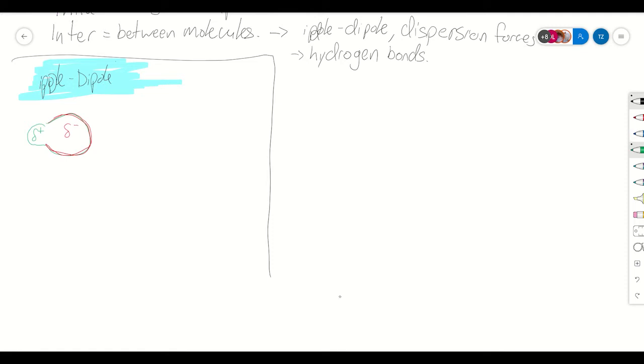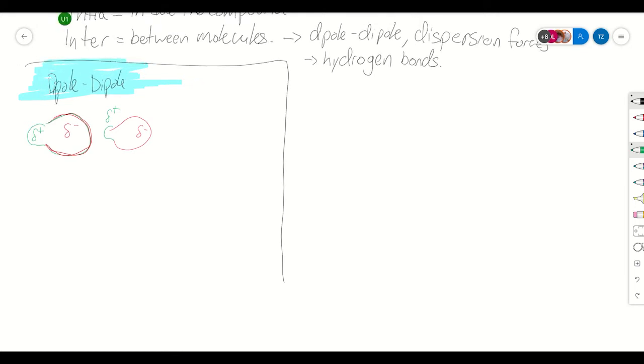Alright. And then we're going to have slightly negative again, and slightly positive again. What happens when we have different types of charges? They attract, perfect. Which means that one wants to go to him and he wants to go to there, and then these guys are going to attract towards each other.